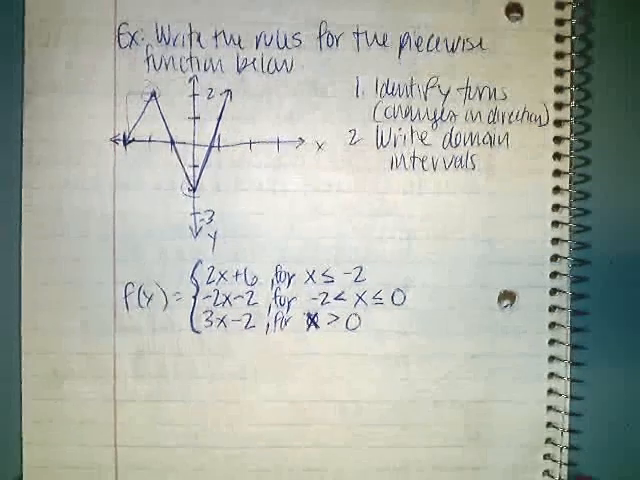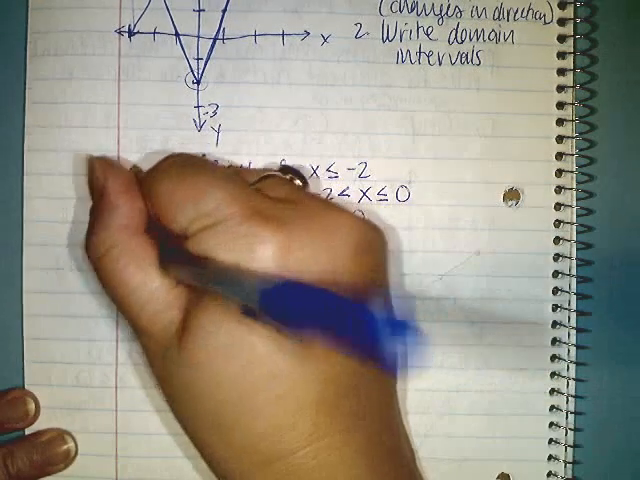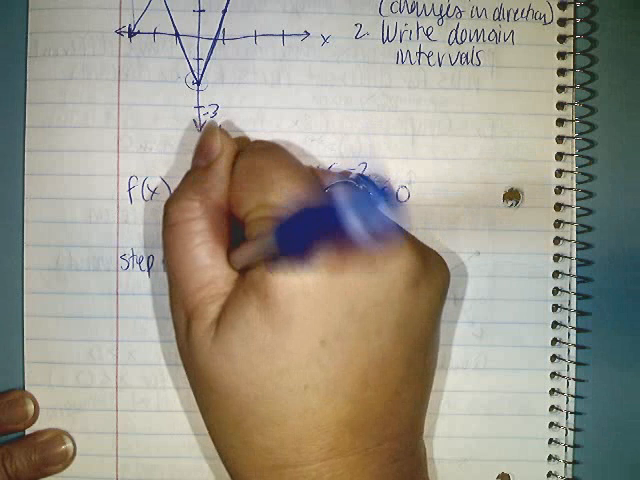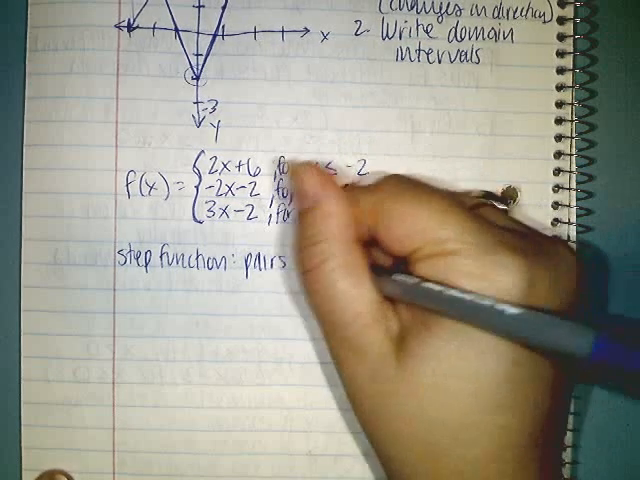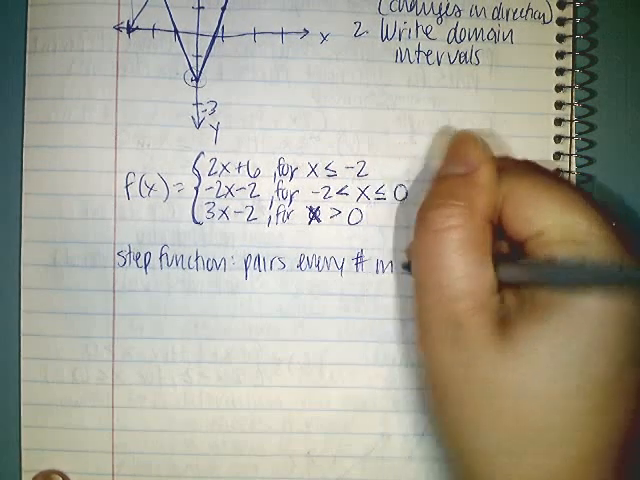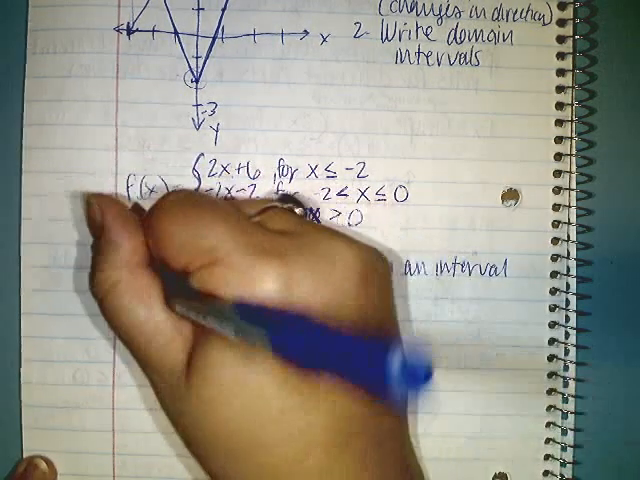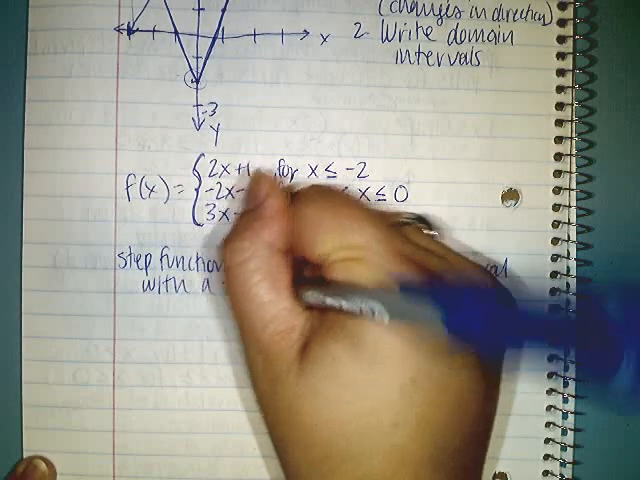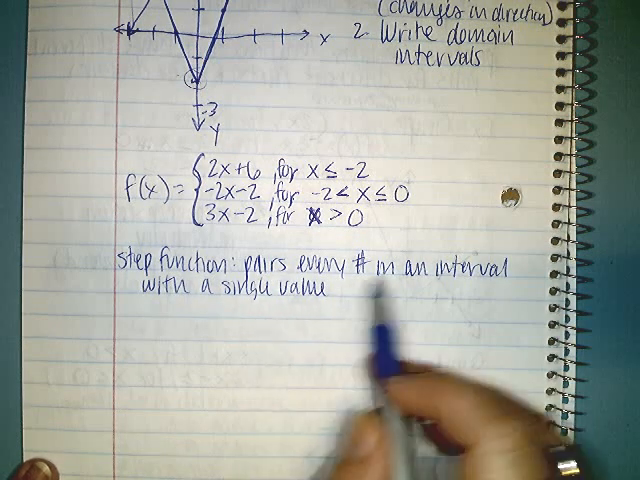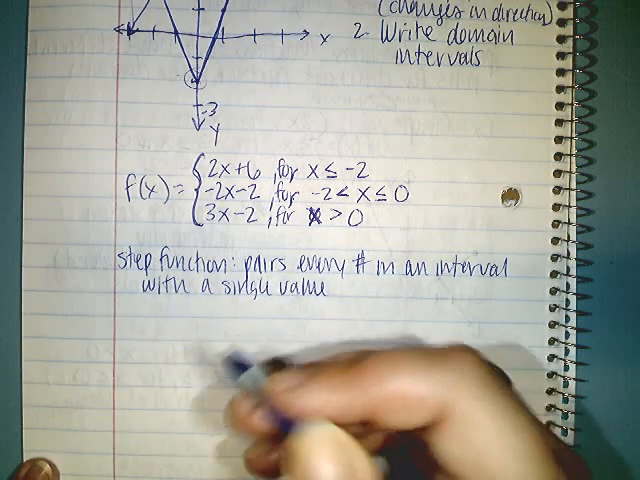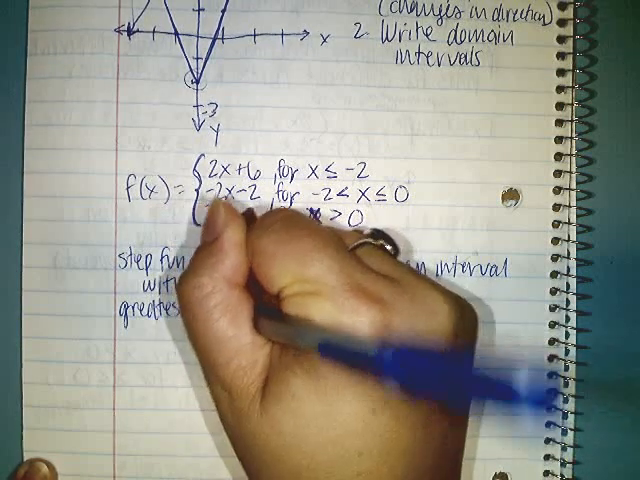All right, I know that can be kind of tricky. We'll get a little bit of practice with that in class, but the last thing I want to mention are the two last vocab words I mentioned in our language objective, step function and greatest integer function. So a step function pairs every number in an interval with a single value. What this ends up looking like is steps. So a step function is called a step function because when you graph it, it looks like steps. One type of step function is called the greatest integer function.